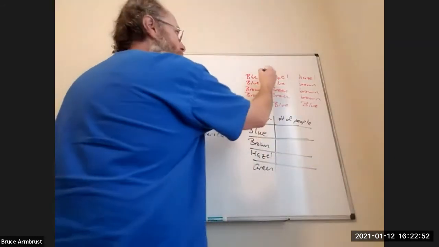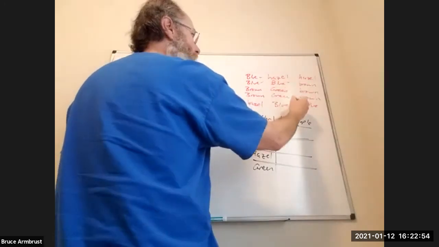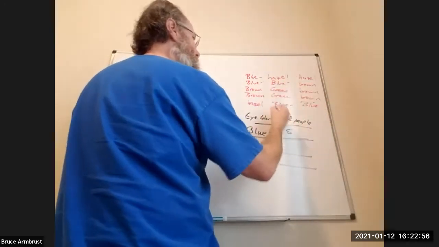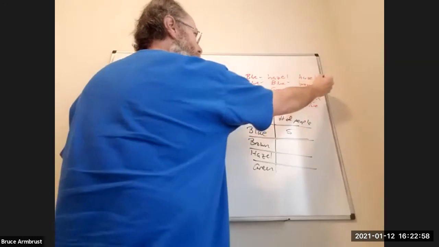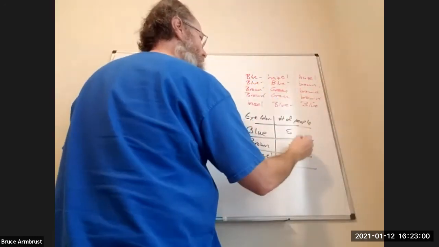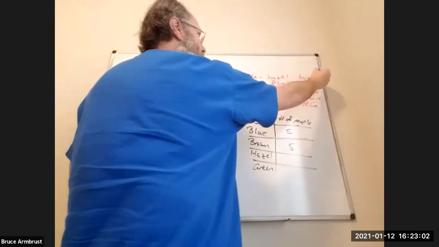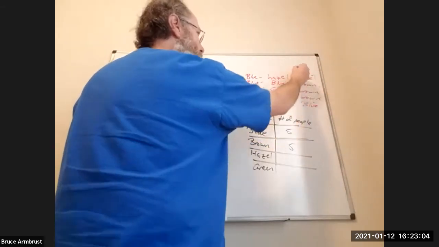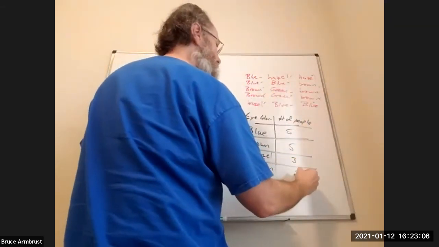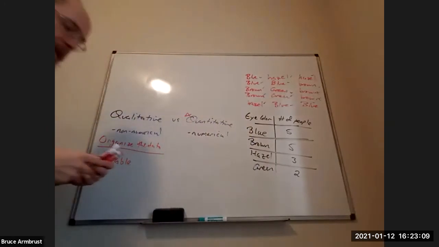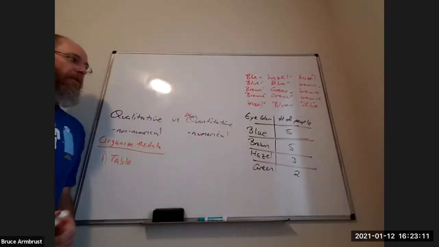And if we count them up, blue, we've got 1, 2, 3, 4, 5. Brown, we've got 1, 2, 3, 4, 5. Hazel, we've got 2 and, or no, 3. And green, we have 2. Cool, that adds up to 15, which is how many we have.